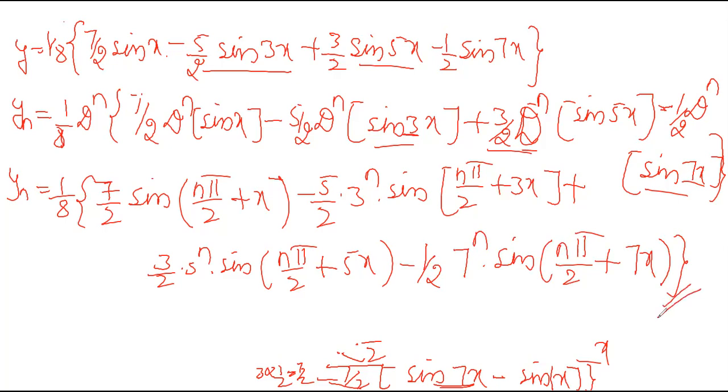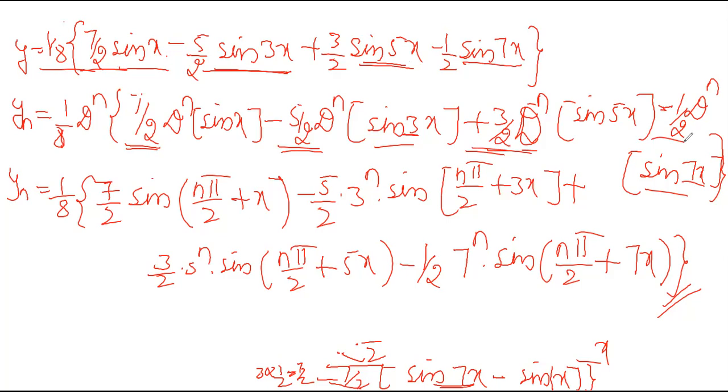Once again I explain this one. First you take y, the constants 1 by 8 take outside. After that you take the differentiation of sin x, 3 sin x, then the nth term of sin 5x, then sin 7x. I write here separately, and constants take outside: 5 by 1, 7 by 2, 5 by 2, 3 by 2 constant, minus 1 by 2 constant.